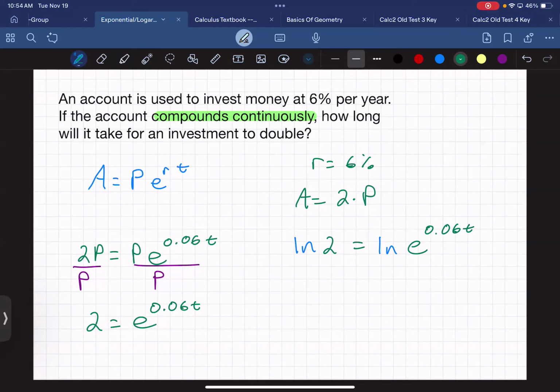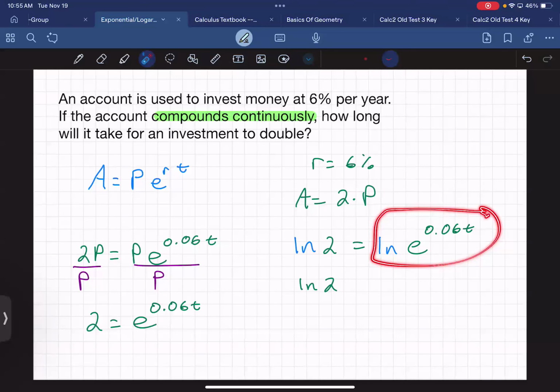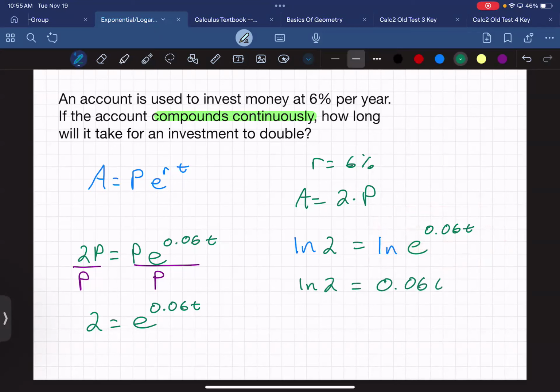Now, the natural log of 2, understand, we're just stuck with that, okay? But this is where our properties become very, very much helpful, right? What we just found is, hey, I can get rid of that e now. I don't need that because the natural log of this is going to give me that exponent, right? So on the other side, I'm left with 0.06t.